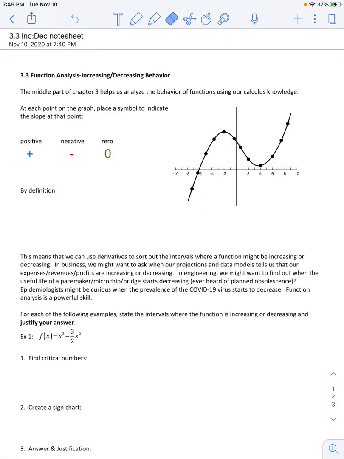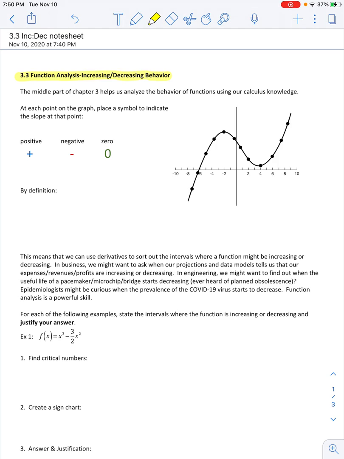All right. Here we are. We're moving quite a bit along in chapter 3. So we're covering this section 3.3 in two parts. We're going to do the first half of it right now, just studying this increasing and decreasing behavior, and then we're going to do another half later.